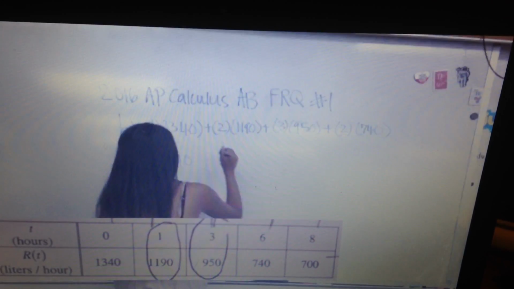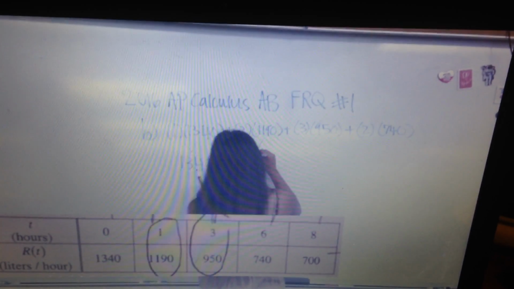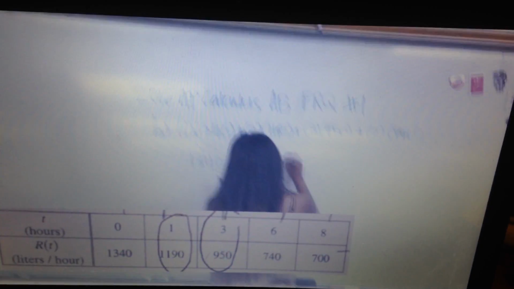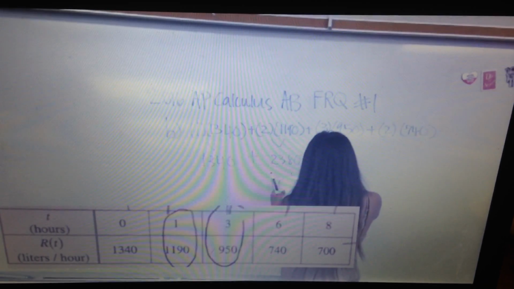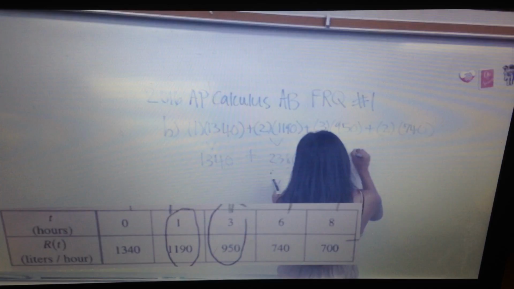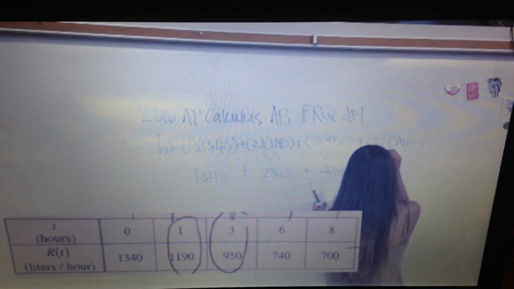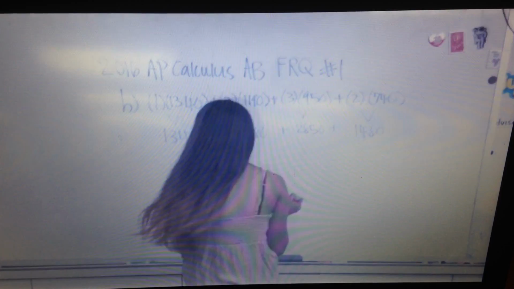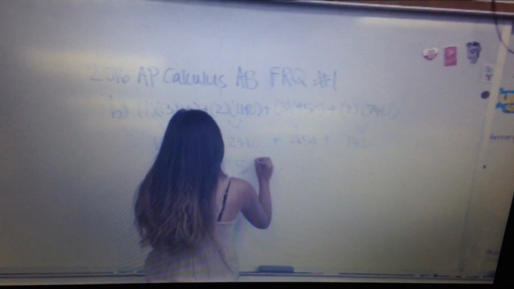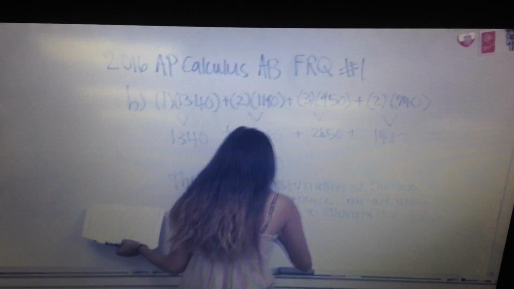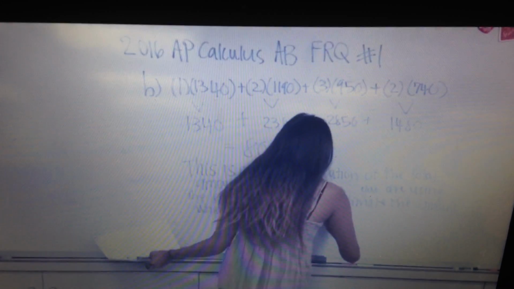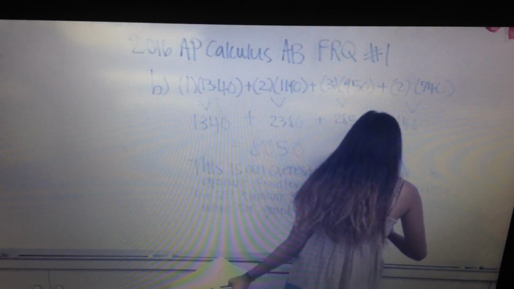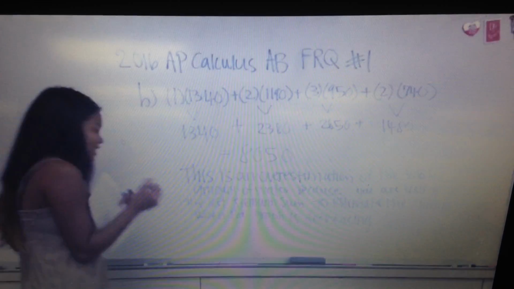From 3 to 6 is 3 and the third left endpoint is 950. From 6 to 8 is 2 and the last left endpoint is 740. After this, you will add all your products together and your final answer will be 8,050 liters. The problem was asking if it was an over or underestimate. This is an overestimate because we are using the left Riemann sum to estimate a graph that is decreasing.